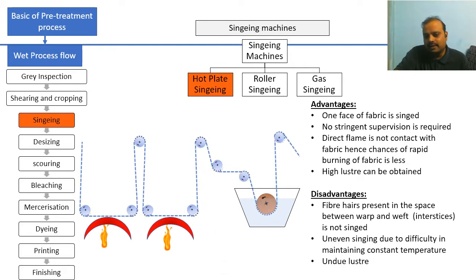Undue luster, right? If someone wants to remove the hairiness but doesn't want a luster, this machine provides the luster, so this undue luster comes along with the singeing process. So this is another disadvantage. But if someone wants a more lustrous fabric, in that case, yes, this machine is very good. That's why high luster is listed in the advantages, and high luster is also a disadvantage, right?